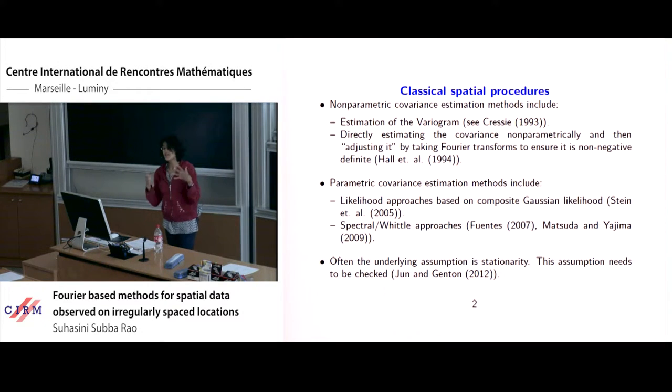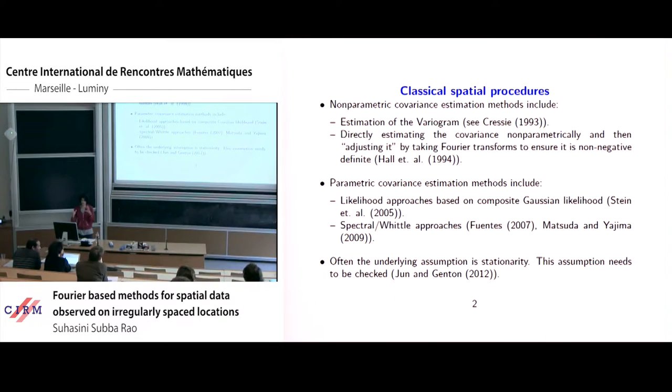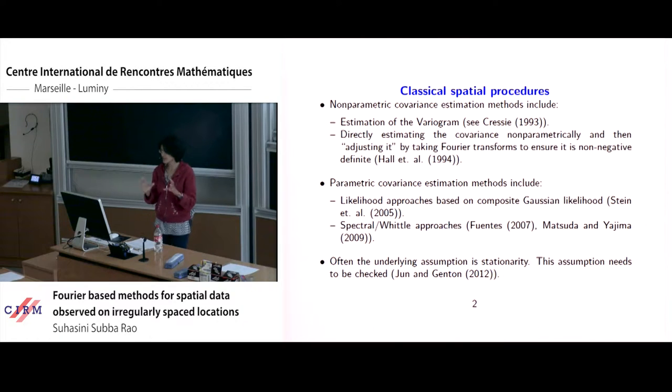There are also many parametric procedures. One is a likelihood approach, and there are many ways of going about it, but I think Mike Stein is the leader in this, and he has the composite likelihood, etc. There are even spectral estimation methods, which are close to what we're going to be looking at here. Fuentes has hers in 2007, and then there's a very nice procedure proposed by Matsuda and Yajima in 2009.